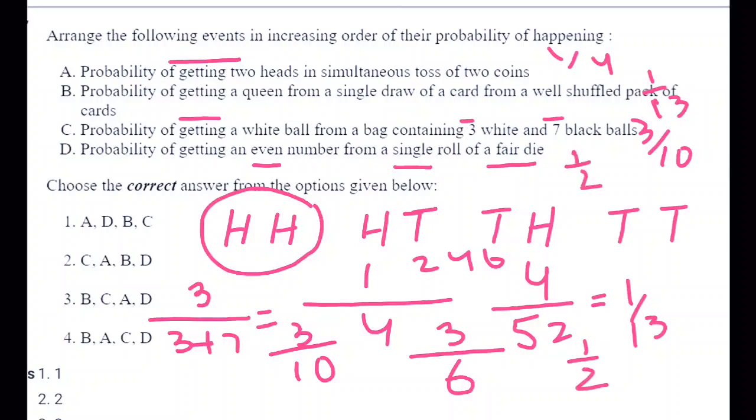Now let us write them in ascending order. So the lowest among all is 1 upon 13. So 1 upon 13 is for queen.